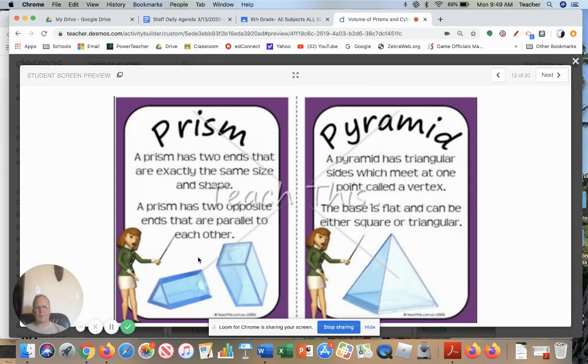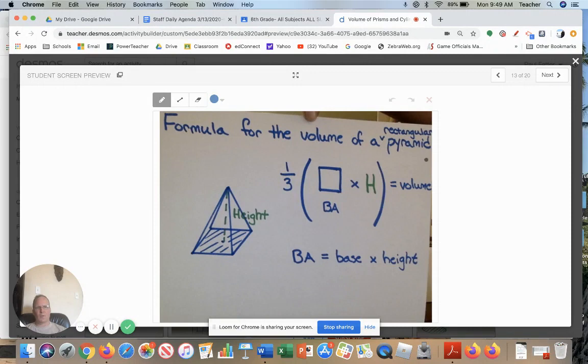Okay, we have a prism, which has 2 ends that are the same, and a pyramid has triangular sides which meet at a vertex, okay? All right, so what is the volume for a rectangular pyramid or a square pyramid? Well, you find the base area, which is 2-dimensional, multiply it times the height, and then multiply that times 1/3.